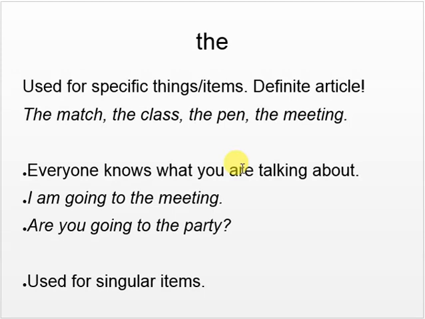Are you going to the party? So if you're going to the party, or I'm asking you about the party, you know the information that we're speaking about. Everyone knows what you are talking about. I am going to the meeting. Are you going to the party? Again, they're used for singular items and they are for specific elements.